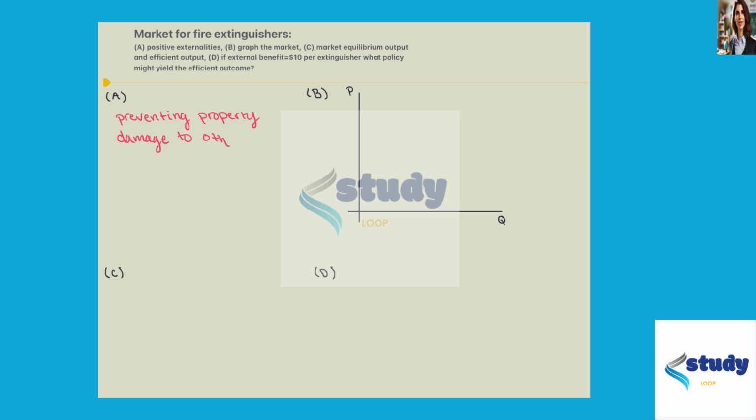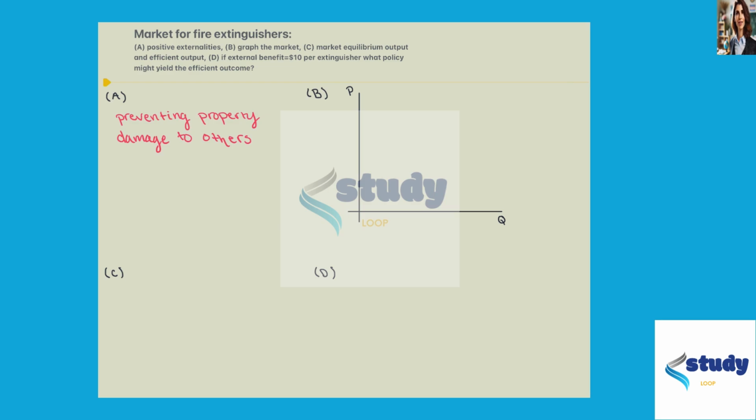Right, and intuitively that makes sense because if a fire were to start in my home, say my stove caught on fire, and I did not have a fire extinguisher, well, that fire could then spread to the rest of my home and then spread to my neighbor's home as well. So by having this fire extinguisher, I'm able to prevent that property damage from happening to my neighbor's house as well. So that would be a positive externality of fire extinguishers.